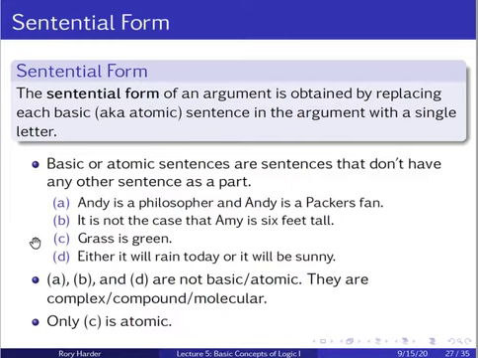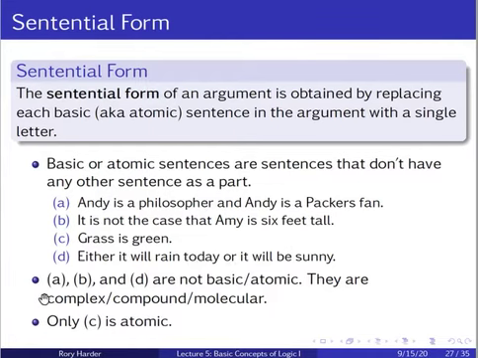Now, what about D? Either it will rain today or it will be sunny. Sentence D is not atomic, because it combines two basic sentences, it will rain today and it will be sunny. It connects them with the word "or", or "either or". And what we'll see is that this sentence is a disjunction of two basic sentences.